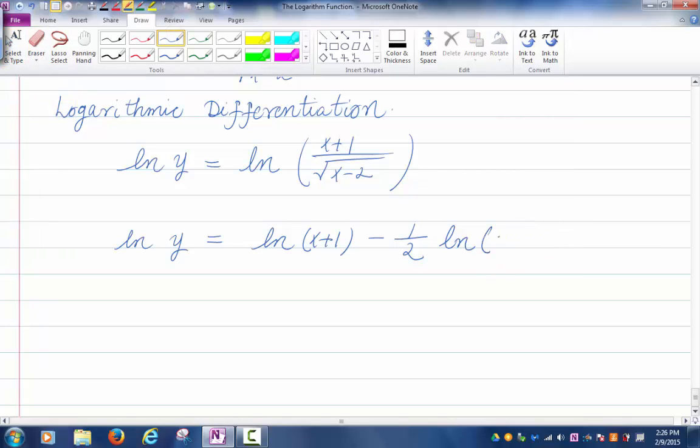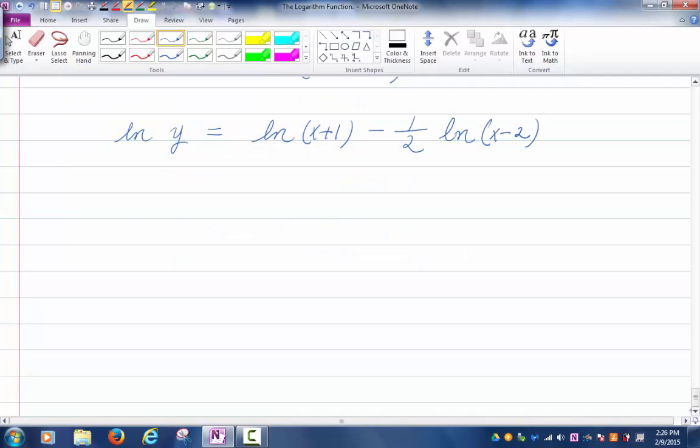It'll be x minus 2. Now we are going to take the derivative of both sides with respect to x. Now let me do the harder side. The derivative of ln of x plus 1, we saw that it was 1 over x plus 1, minus the derivative here would be 1 over 2 times x minus 2, right? You agree?